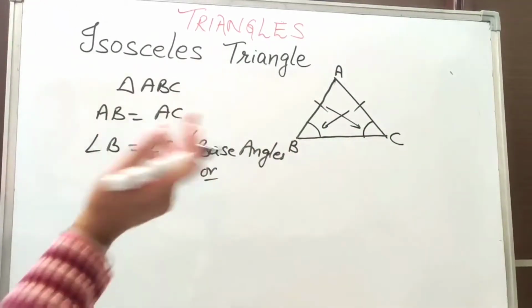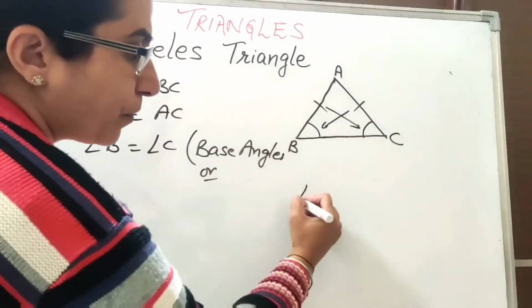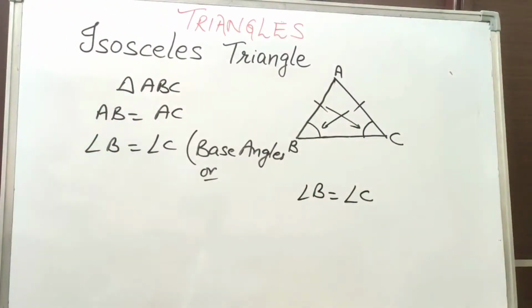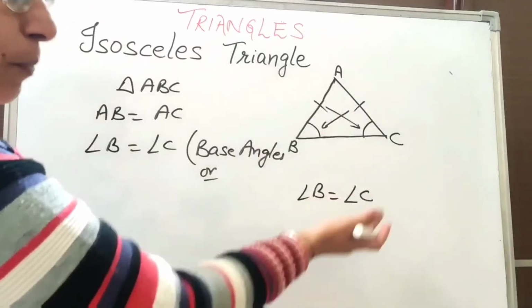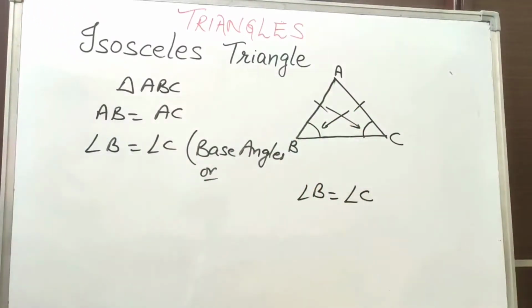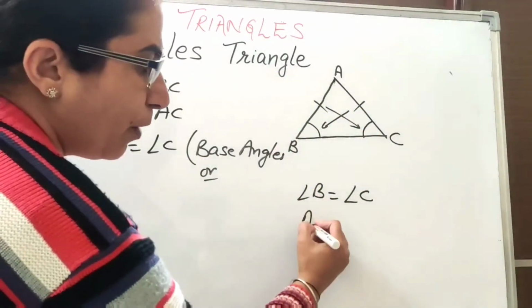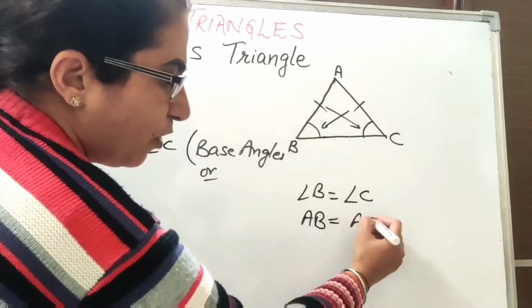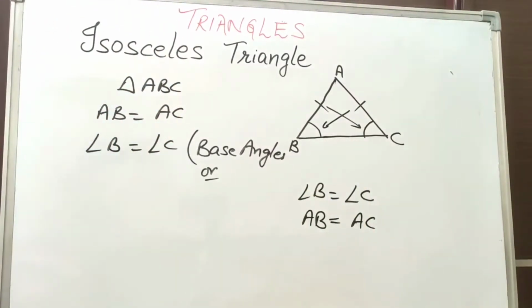And conversely, if it is already given that angle B is equal to angle C, then in that case the sides opposite to equal angles are equal. So that is why AB will be equal to AC if the angles are equal.